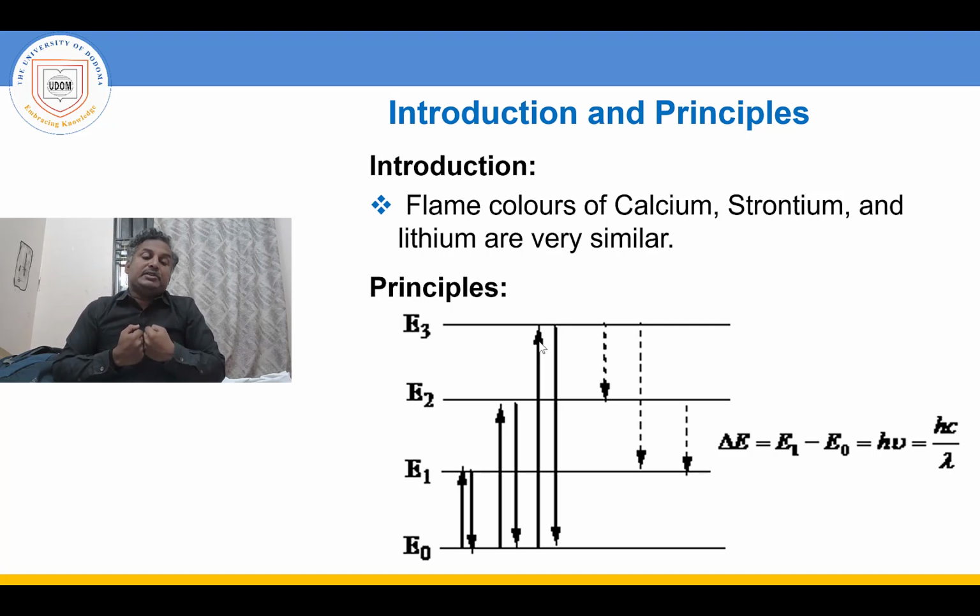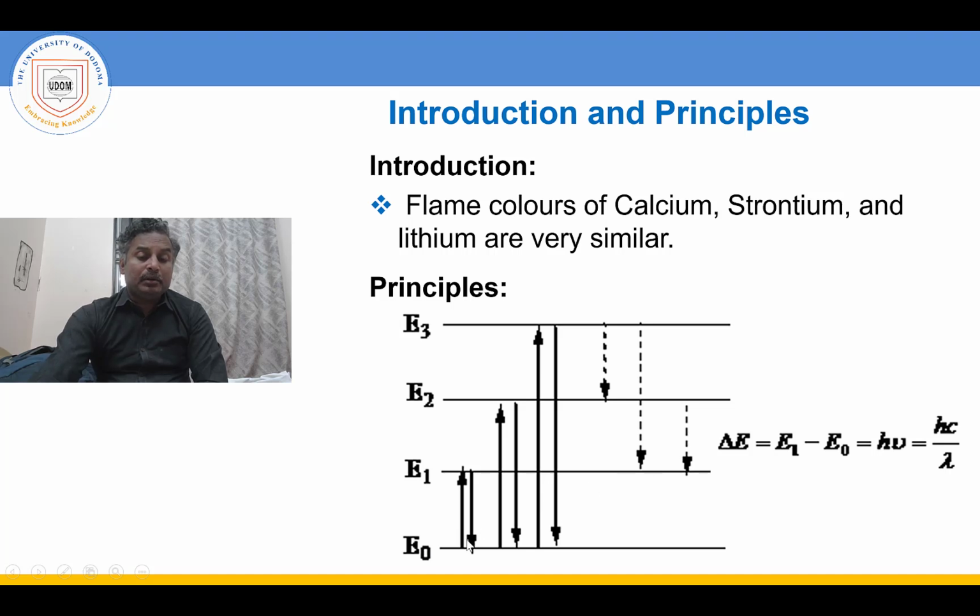But the lifetime of electrons in the excited state is very, very minimal. It is in the order of 10 to the power negative 10 seconds. And those electrons will come back to the ground state by emitting the same amount of energy which they absorbed. For example, let me show it to you here: E1 to E0, E2 to E0, E3 to E0.